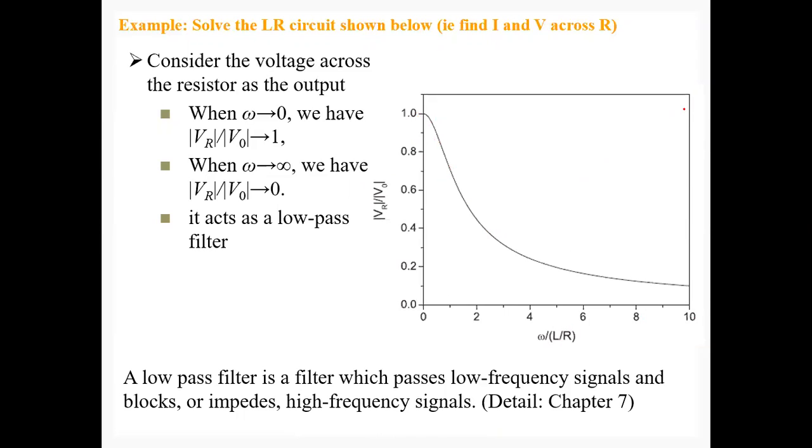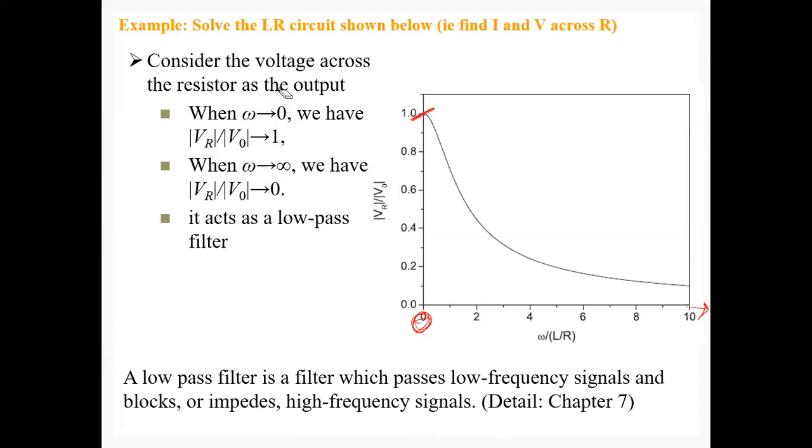So what do you make of this graph? When omega is zero, look at this, this is zero, right? What is the value of this guy? 1. What happens if omega is infinity? Infinity means very, very far away, right? It looks like this guy goes to 0. When this is 0, this goes to 1. When this is infinity, this goes to 0.